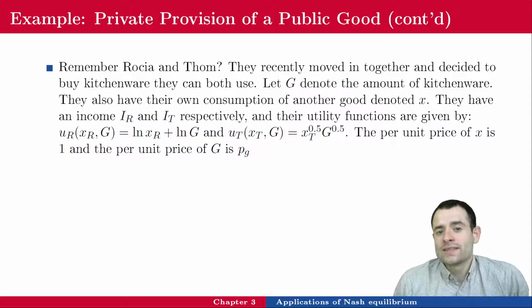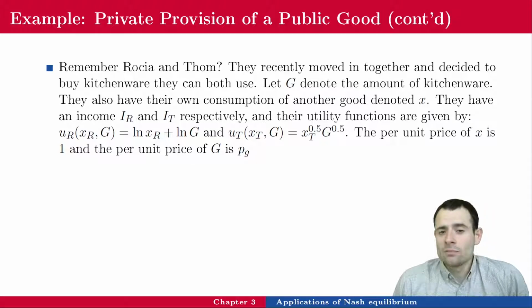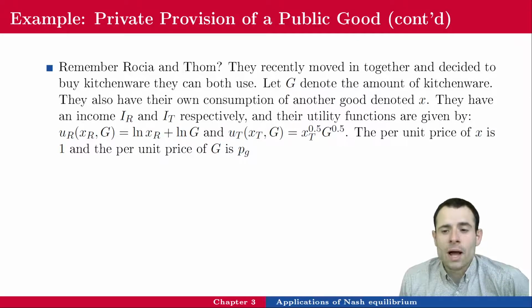Let's go through an example. In fact, this is an example we covered in the Externalities and Public Goods lecture. Rosia and Tom moved in together and they decided to buy kitchenware they can both use. So the kitchenware was the public good, denoted by big G. They also had their own consumption of another good. It could be any other private consumption.